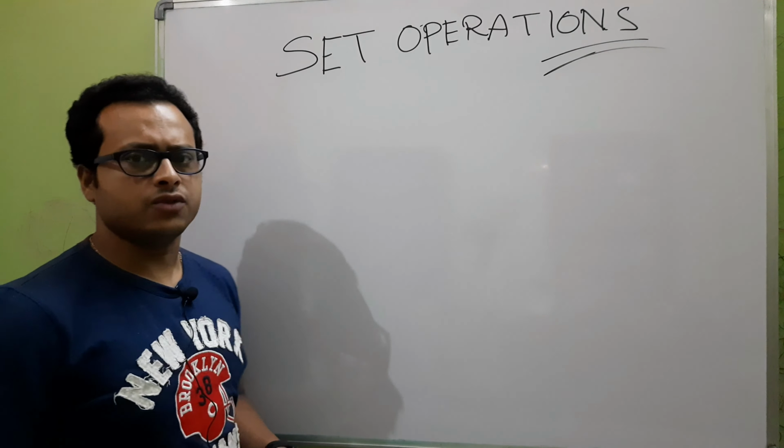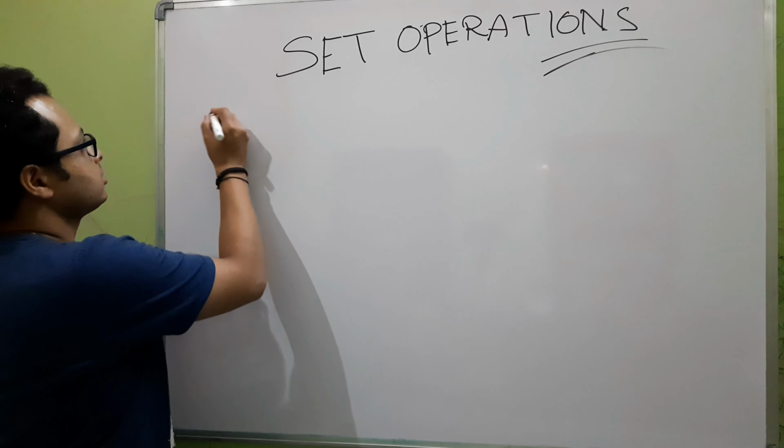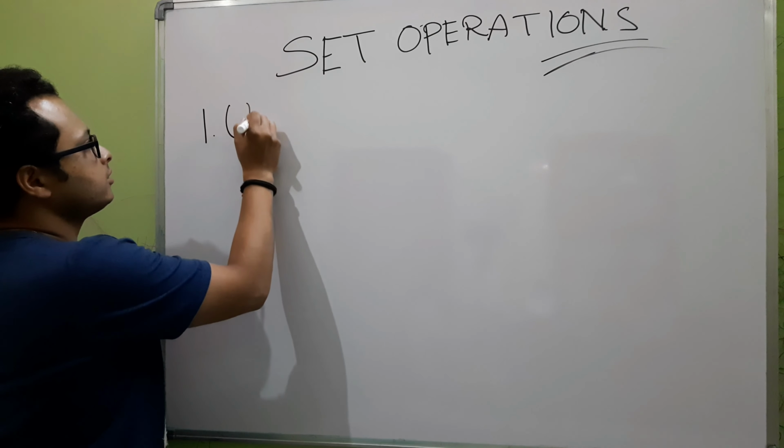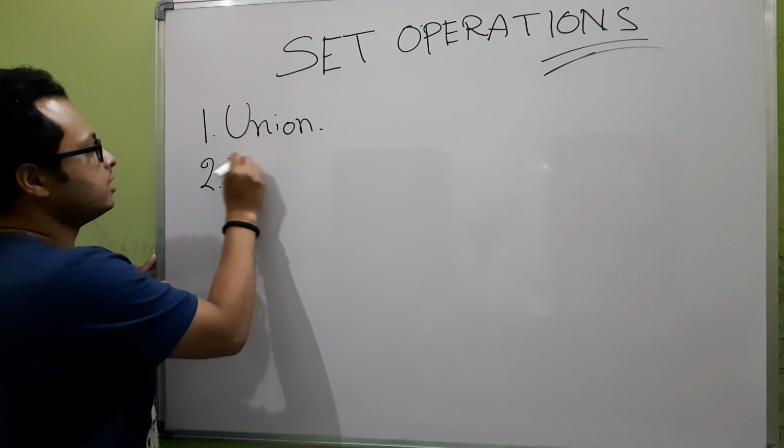So in sets, there are different types of operations. There are mainly 5 set operations. First is union. Second is intersection.